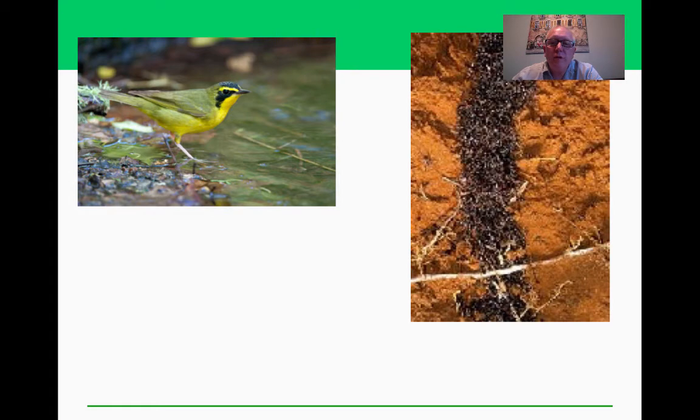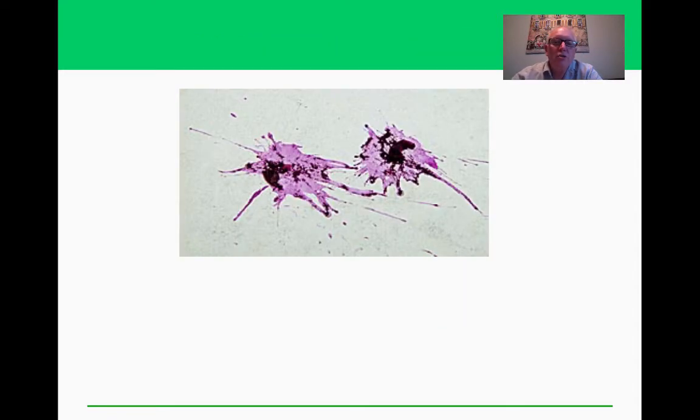Here's one. We got a bird there, and on the right is an army of ants, and they go through destroying everything in their path. And this is a case of commensalism, because the ants stir up a lot of other bugs, and the bird goes in and eats the bugs that get stirred up. The ants don't care about that, but the bird benefits. So that's commensalism.